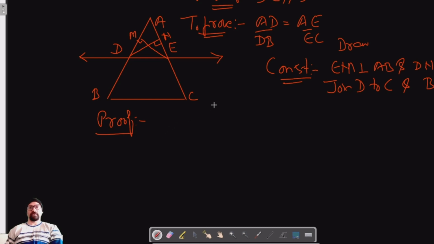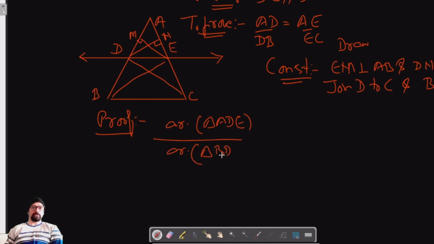And we have to prove now. So we have joined this. Okay, now let's find out the ratio of area of triangle ADE and area of triangle BDE. For triangle ADE, if I take base as AD, then the area is half into base and height is EM. For triangle BDE, if I take base BD.